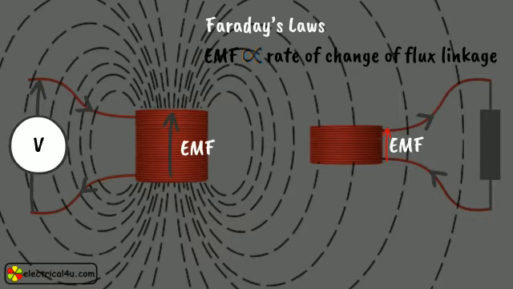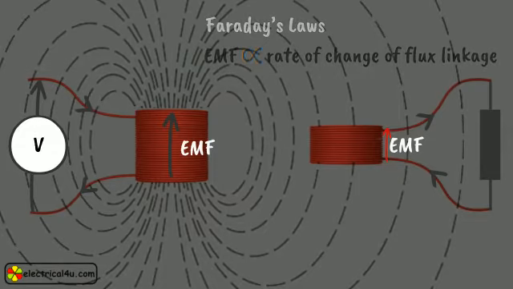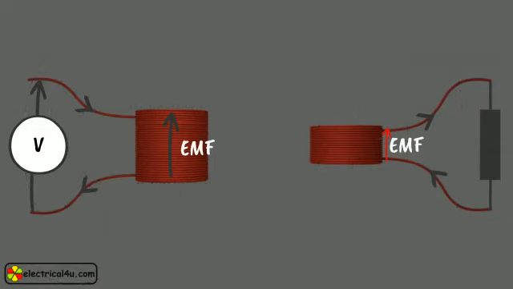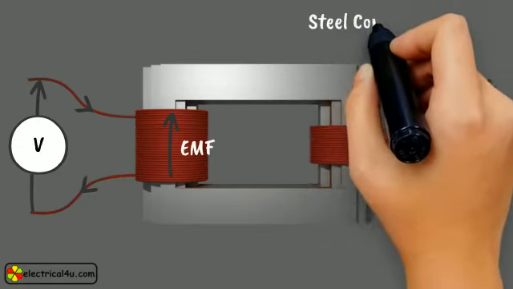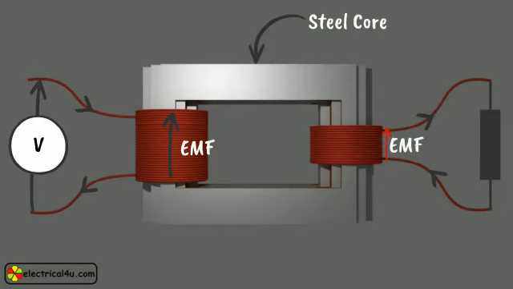This is because some portion of the generated flux of the first winding is linked with the second. Now, if we want to transform maximum electric power from the first winding to the second winding, we have to link maximum flux of the first winding to the second winding. This is done by placing a low reluctance magnetic core in between these windings. Steel is a well-known low reluctance magnetic material, so we normally use steel for making the magnetic core in the transformer.